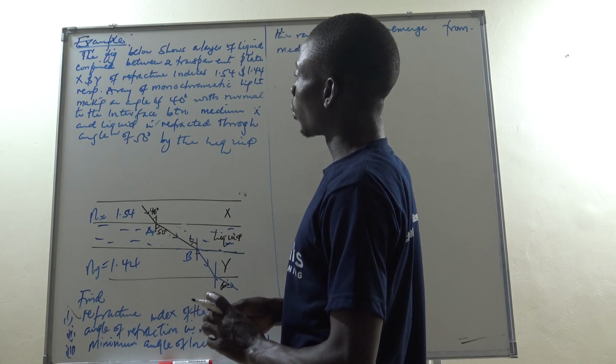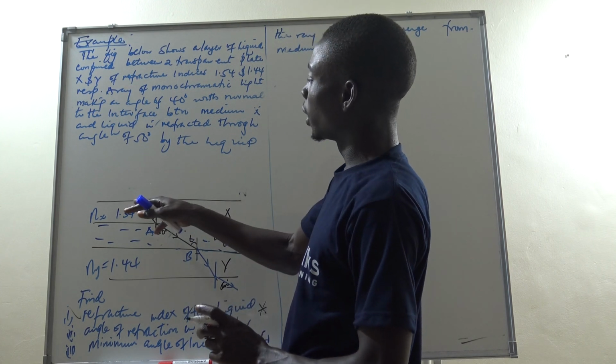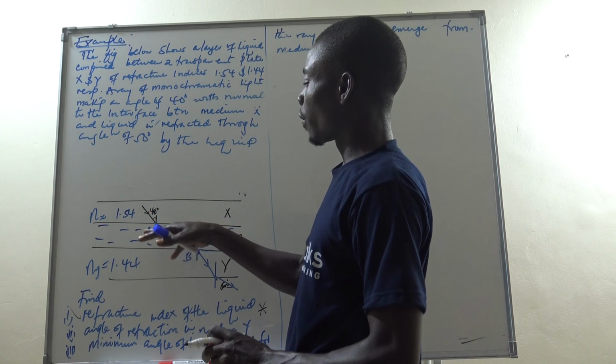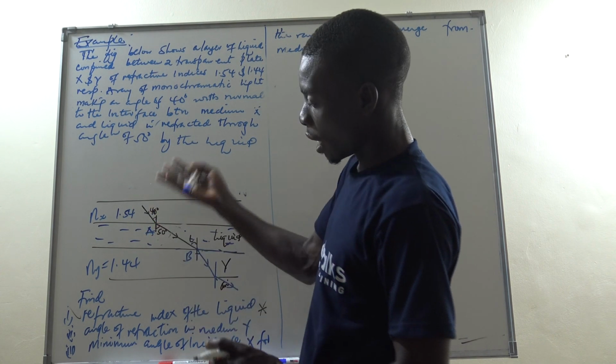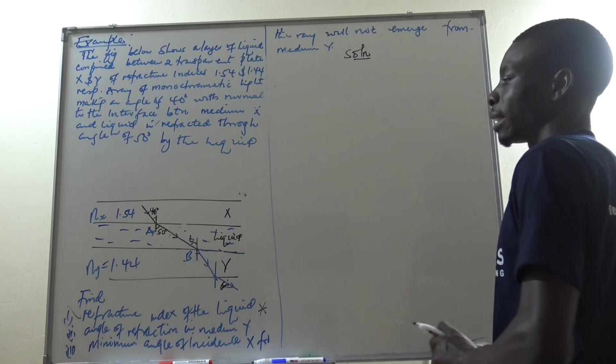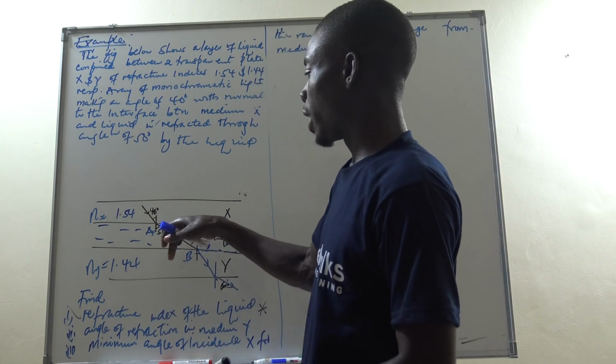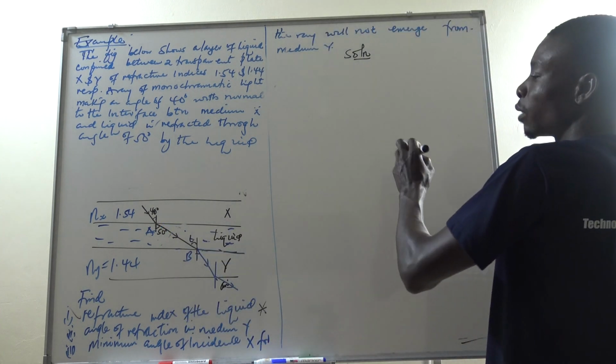Respectively, a ray of monochromatic light making an angle of 40 here with the normal between the media X and Y is refracted through 50 by the liquid. They have shown for us the drawing here. So they're saying find the refractive index of this liquid here.